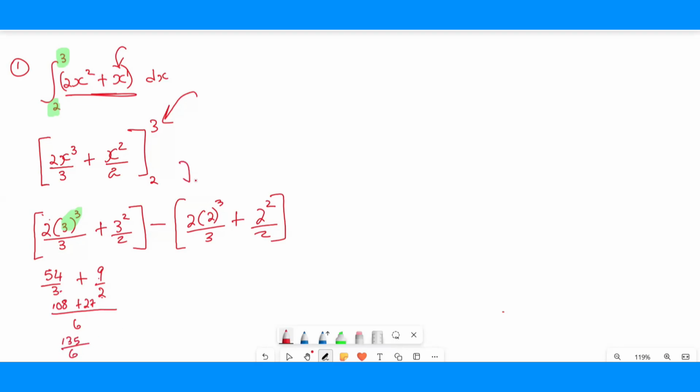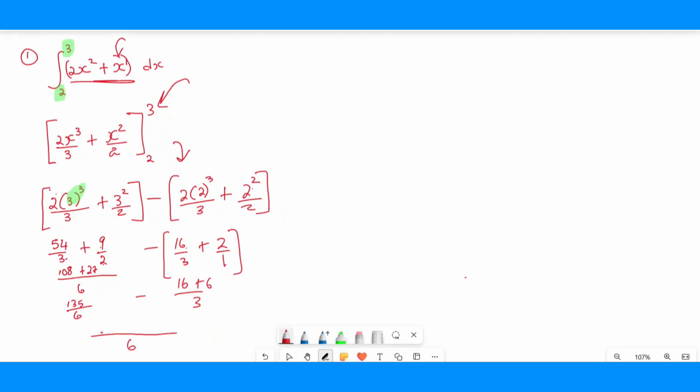Then in this part, let's work this out quickly. This is going to give us 8 times 2. This is 16 over 3 plus 2 squared is 4 over 2, that's 2. And then if we work this out, this is like 2 over 1. So we're going to have 1 times 16, that's 16. 2 times 3, that's 6 over 3.